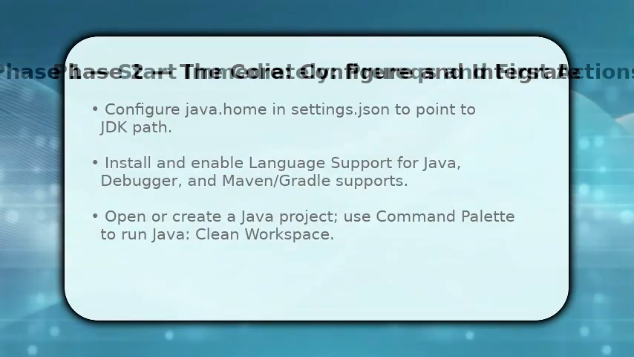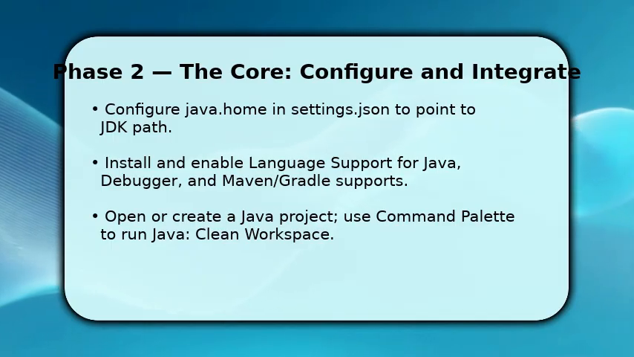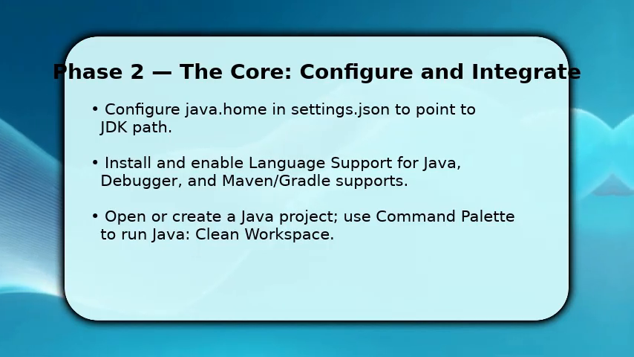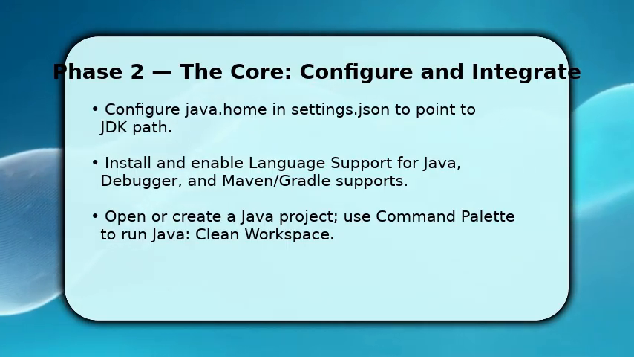Once done with installation, configure the core integration by setting java.home in Settings or settings.json so VSCode points to your JDK installation. This avoids runtime mismatch. Next, ensure the language support for Java and the Java debugger are enabled, and add Maven or Gradle extensions if your project needs them.